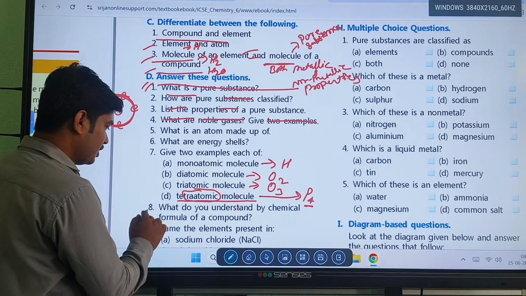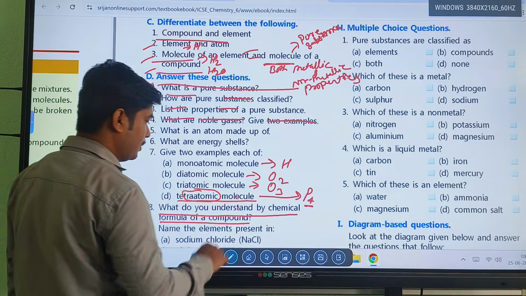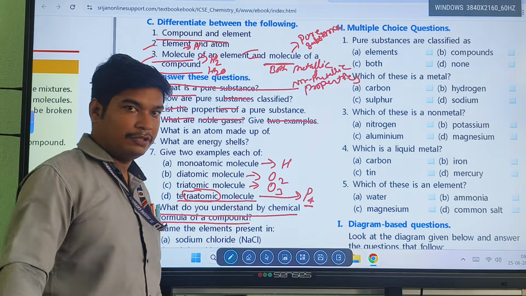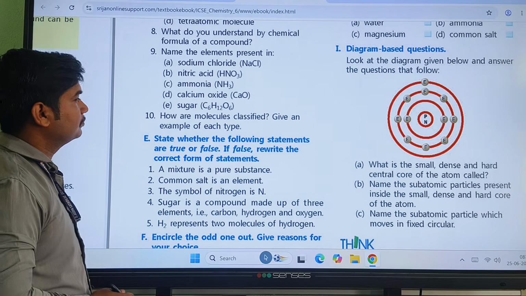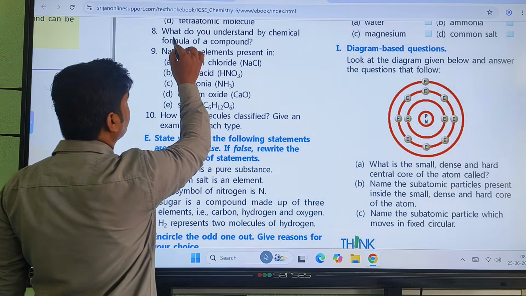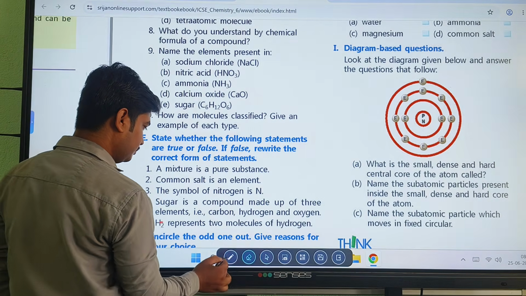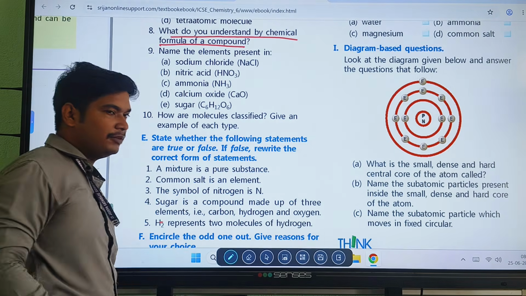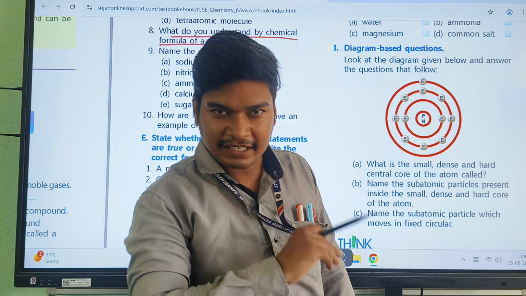Now come to question number 8. What do you understand by the chemical formula of a compound? Here it is written, what do you understand by the chemical formula of a compound? The chemical formula of a compound says which elements are present in that compound.